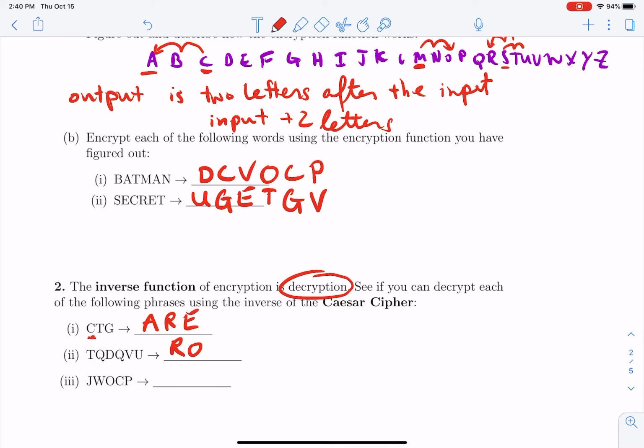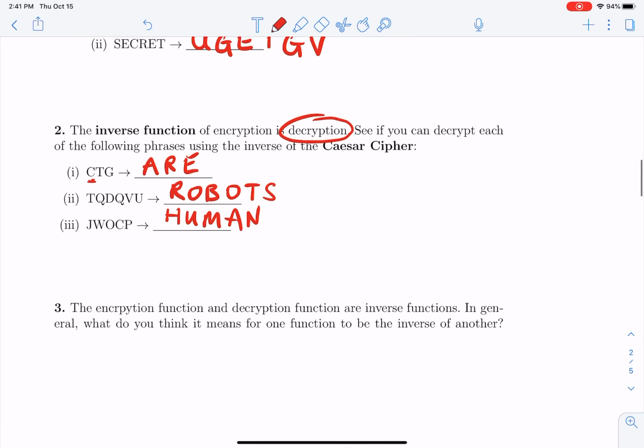D takes me back to B. And then we see Q again, which is O. V takes me back to T. And U takes me back to S. Okay, for the last one, JWOCP. So J takes me back to H. W takes me back to, I'm not sure, I can just draw a little arrow for myself, to U. O takes me back to M. C to A. P to N. So our robot's human.